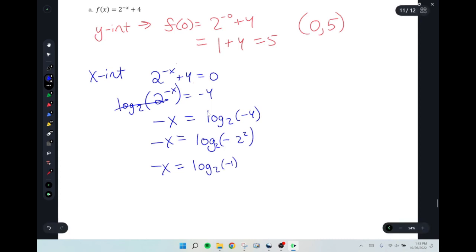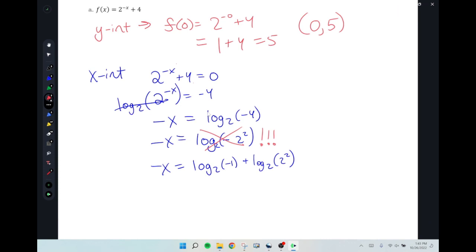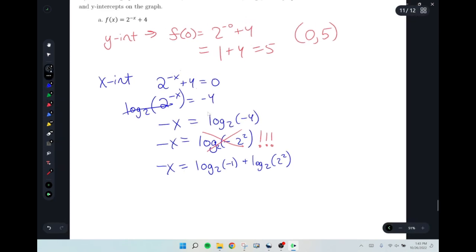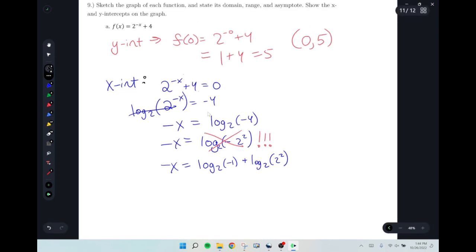I was going to split these and say log 2 of negative 1 plus log 2 of 2 to the 2, because of the negative 1 times 2. But right away, I should have seen you can't have that. You can't have the log of a negative number. So there's no x-intercepts? That does make sense because we know what this graph looks like. So the x-intercepts and the y-intercepts are done.